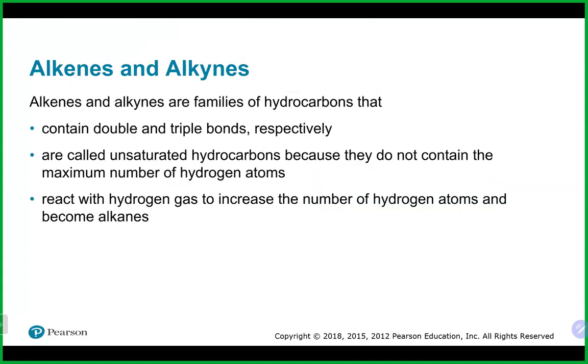So alkenes and alkynes are a family of hydrocarbons. These guys are unsaturated hydrocarbons. If you remember when we talked about alkanes, they are saturated, which means each carbon has the maximum number of hydrogens that you could have. You lose that saturation once you add a double bond or a triple bond, as we just talked about. In order to make room for those, you got to get rid of some hydrogens. So those carbons will not have the maximum number of hydrogens that they should have. They do react with hydrogen gas to increase the number of hydrogen atoms and become alkanes.